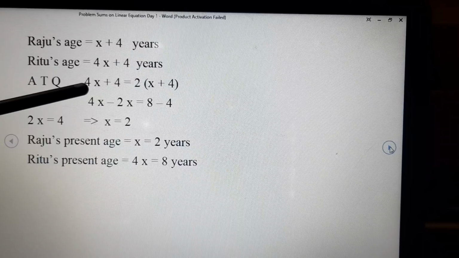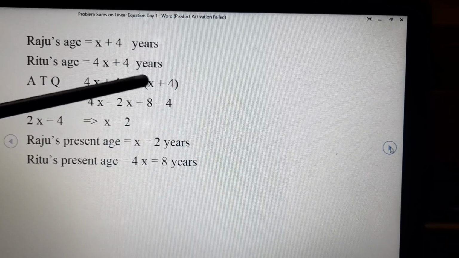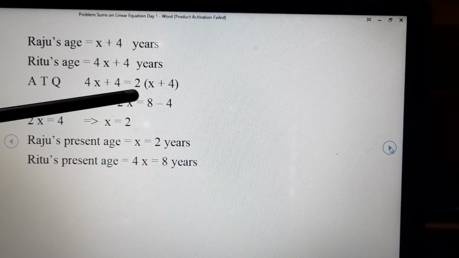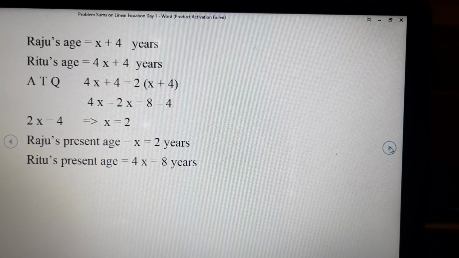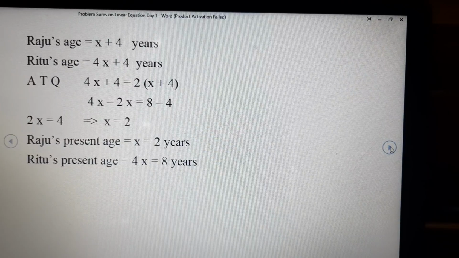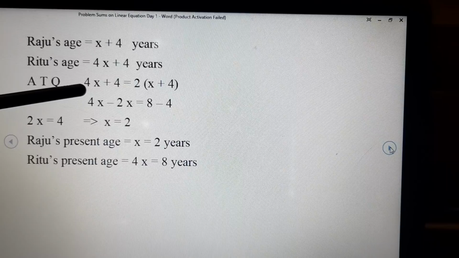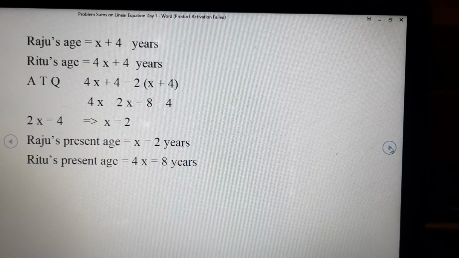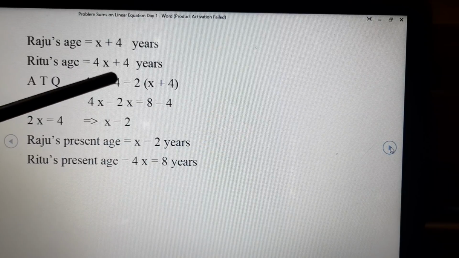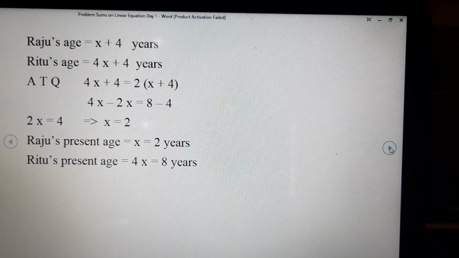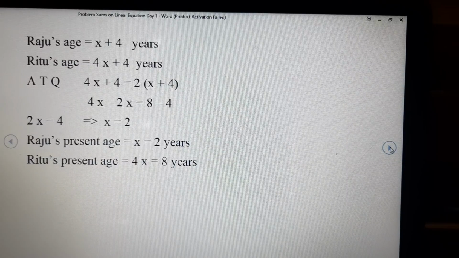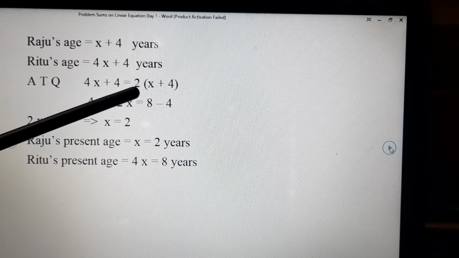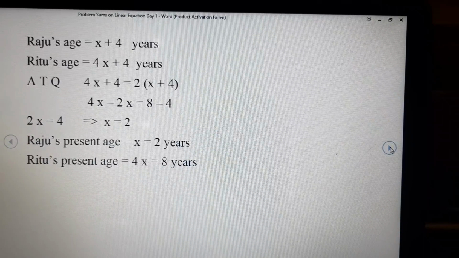So Ritu's age is already greater. Okay, Raju's age is smaller. So we have to multiply Raju's age by 2 so that it becomes equal to Ritu's age. Are you getting it? Ritu's age is already greater, and if you multiply it by 2, it will become even greater. So we cannot make them equal. And if we are not able to make them equal, we are not able to frame the equation. So to equalize them, the smaller quantity should be multiplied by 2.